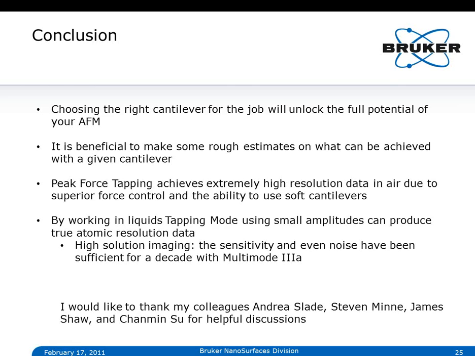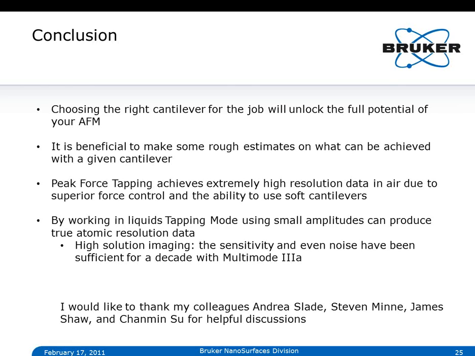Now we can, of course, make the same argument for imaging, and that's what I tried to do here by introducing you to peak force tapping, because we can use that same soft cantilever to do imaging now, and gain the same benefit of being sensitive to very small molecular interactions between the tip and the sample.